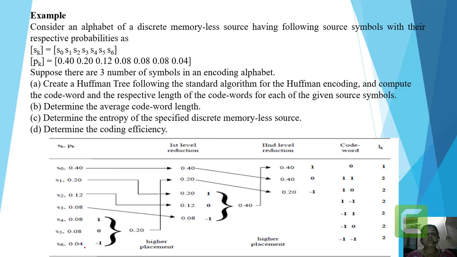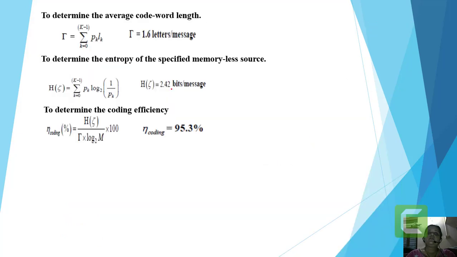Lastly, this symbol of 0.04 is assigned the digit -1, involved in the combined probability of 0.20 taken over here. It will be carried forward as it is and the final digit assignment is -1. So the code word will be -1 -1. So for all these symbols, the code words will be of certain lengths. Again, by using these two equations, we will find out the average code word length and the entropy, and finally by substituting these values in the equation the coding efficiency will be calculated.